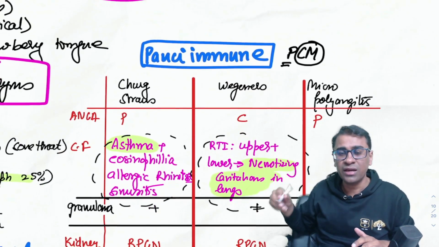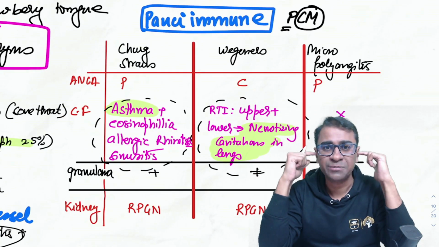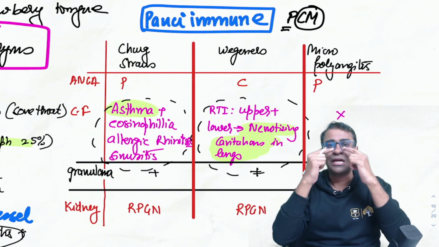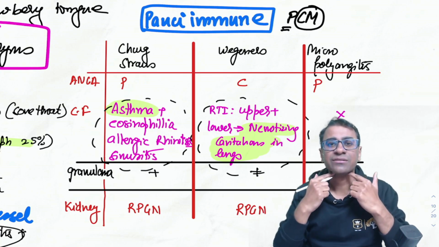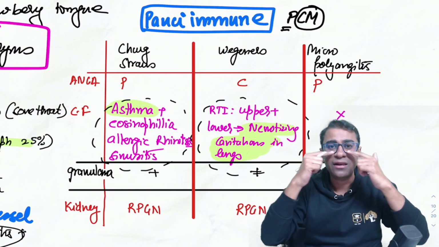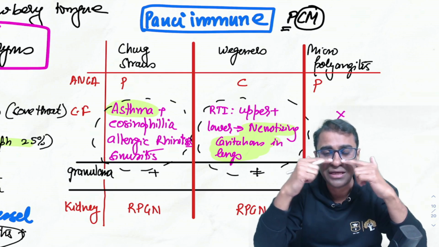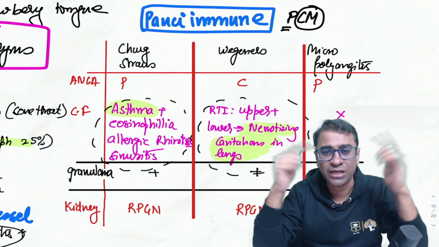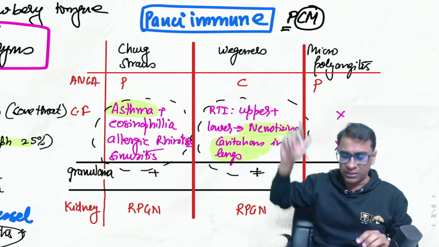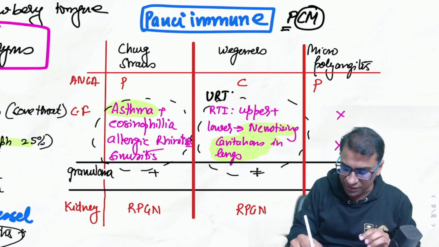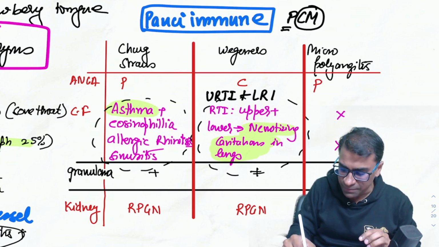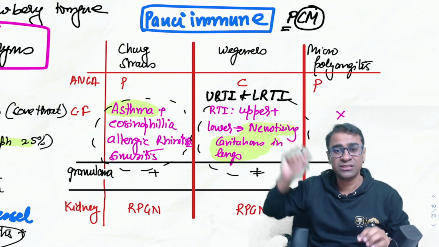What are those? Those are otitis media, sinusitis, pharyngitis, and saddle nose deformity. This is an INICET question: saddle nose deformity with septal perforation. That's Wegener's. Both upper and lower respiratory tract involvement occur in Wegener's granulomatosis.